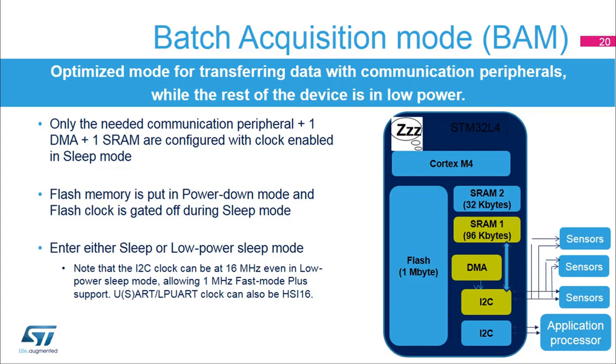Then it can enter either sleep or low power sleep mode. Note that the I2C clock can be at 16 MHz even in low power sleep mode, allowing support for 1 MHz fast mode plus. The USART and LPUART clocks can also be based on the high-speed internal oscillator. Typical applications are sensor hubs.